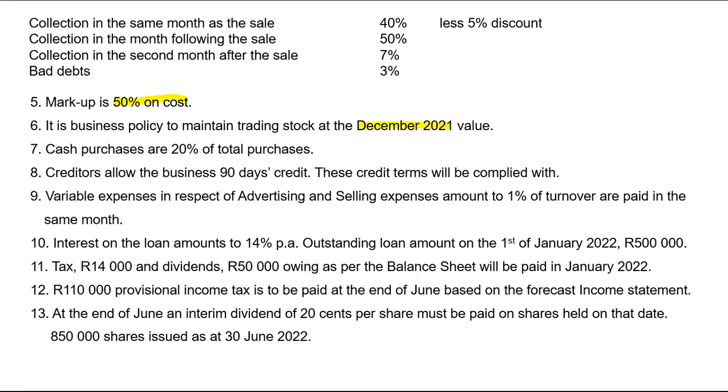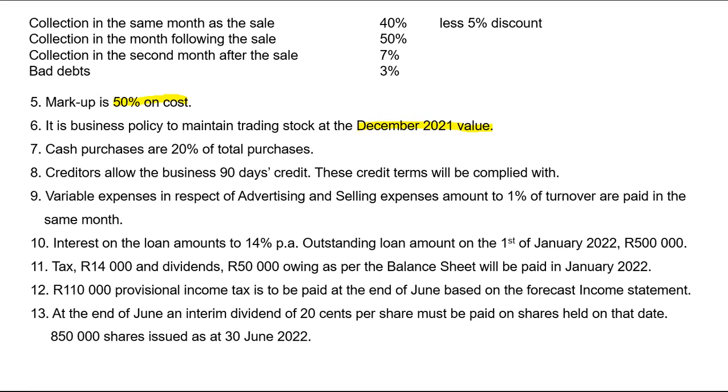And it's a fixed stock base. That's what they're simply saying. Immediately when they tell you that the entity maintains a fixed stock base, it means that your cost of sales value will be equivalent to your total purchases.